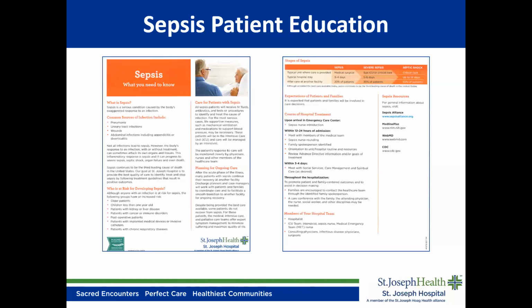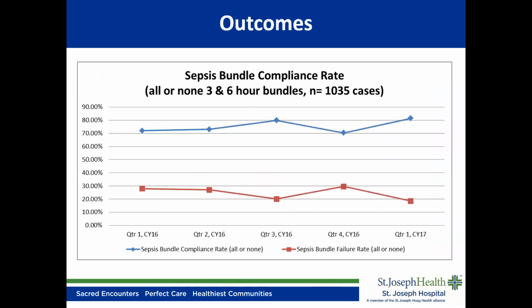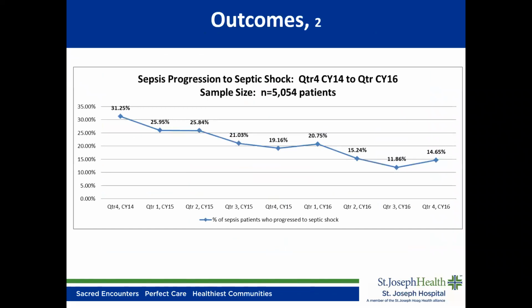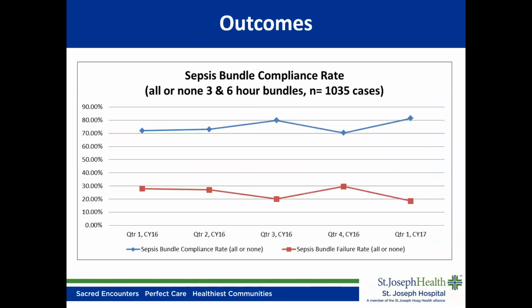So how do we do with all of this? We're a little locked up right now, but I can tell you that we know that process drives outcomes, and so when we look at our actual compliance to the sepsis bundle, and we look at it from 2016 up through the first quarter of 2017, we're averaging 70 to 80%, sometimes even a little more than 80% compliance with the bundle elements. And again, this is an all or none score, so meeting all of the SEP 1 requirements for both the 3 and the 6-hour bundles.